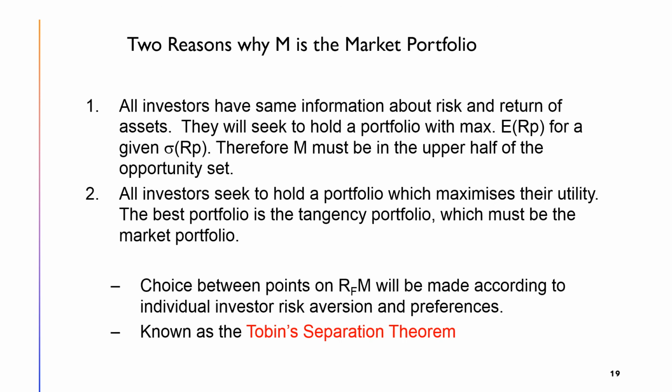There are two reasons given here about why M is the market portfolio. Basically, rational investors will try to maximize return and minimize risk. Investors will try to maximize their utility. Tobin's separation theorem is about combining a risky asset and a risk-free asset by using lending and borrowing. We will learn more about Tobin's separation theorem in second year in the portfolio management module.